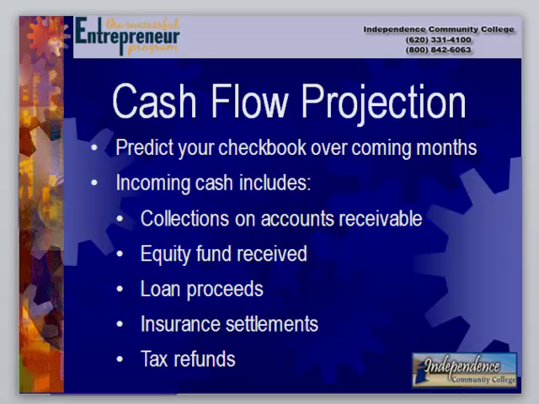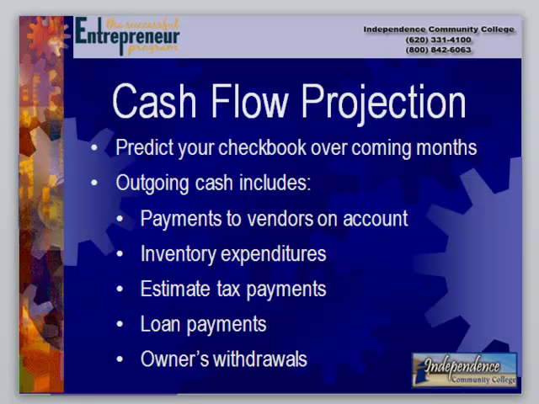Remember that in cash flow planning, you're trying to predict what your checkbook will look like over the coming months. You have to include all sources of incoming and outgoing cash, regardless of whether or not the transactions are classified as income or expenses. Incoming cash includes not only income from cash sales, but also things like collections from accounts receivable, equity funds received from your personal accounts or other investors, loan proceeds, insurance settlements, and tax refunds. Outgoing cash includes not only cash expenses, but also things like payments to vendors on account, inventory expenditures, estimated tax payments, loan payments, both principal and interest, and owner's withdrawal.